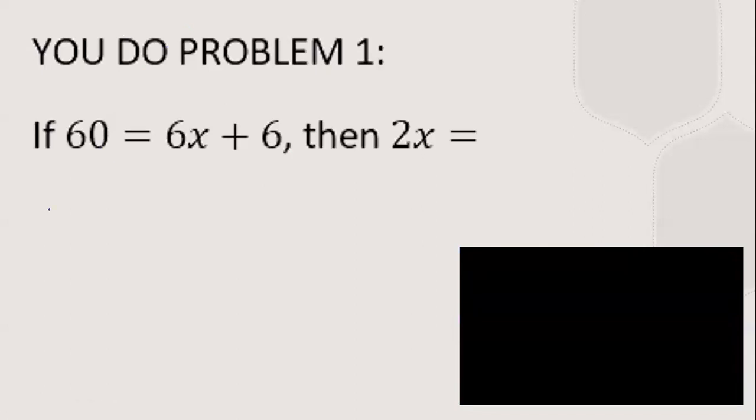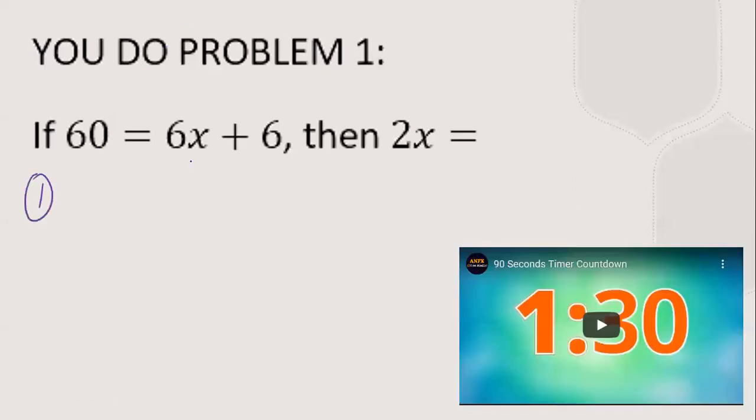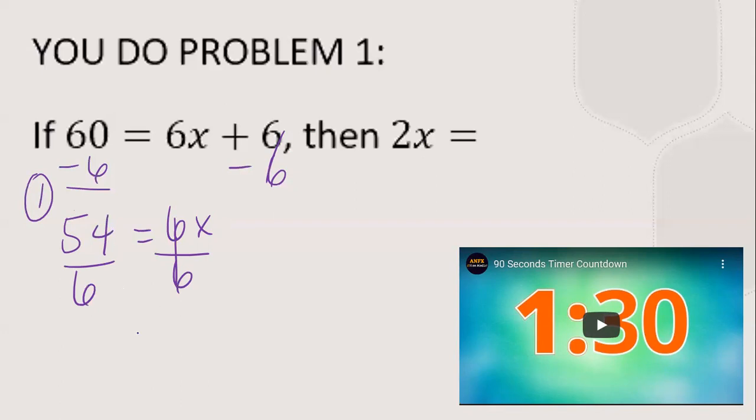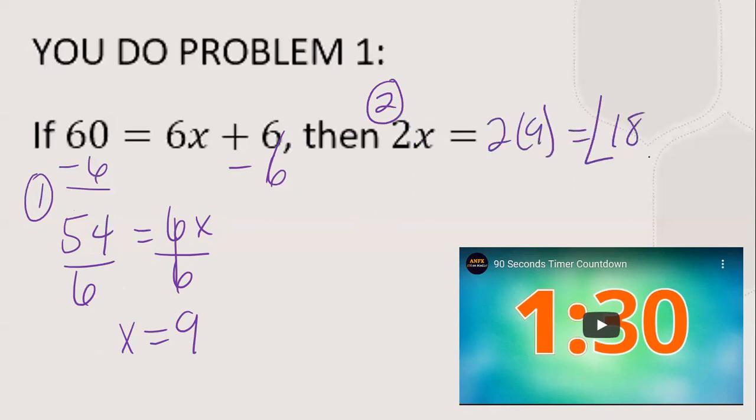All right, guys, let's go through this really quick. So step one was to solve for your x, right? You should have subtracted 6. You got 54 equals 6x divided by 6. Yes. And you got 9. X equals 9. So step one. Step two is to substitute in. So now we have 2 times 9 equals 18. All right, yes? Yes.